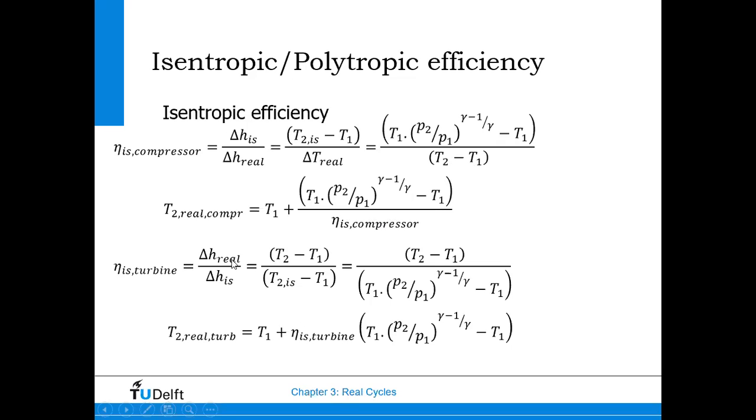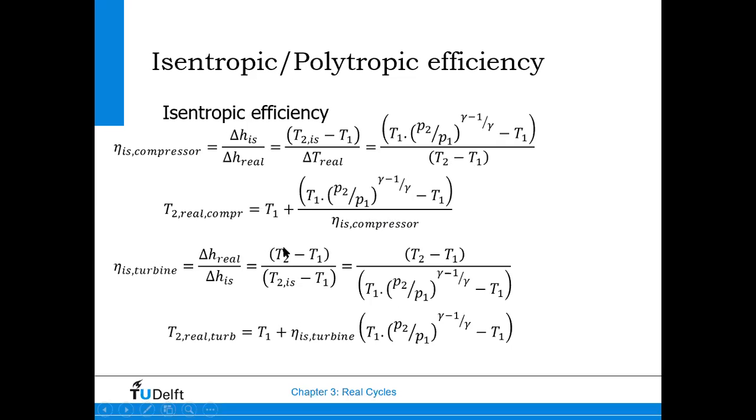If you do the same for the turbine, you have to be aware that it's all switched around, because the only reason is that people want to keep the efficiency below 1. So in the turbine, the real work delivered, or the real enthalpy difference, is smaller than the isentropic enthalpy difference.